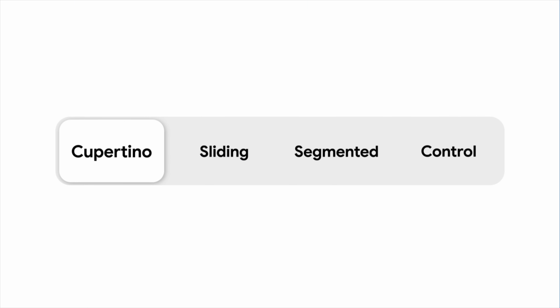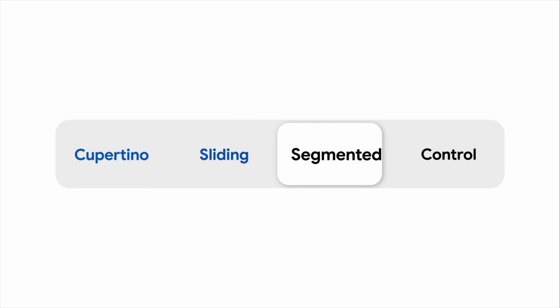So, what are you waiting for? Slide on over and try out Cupertino Sliding Segmented Control.